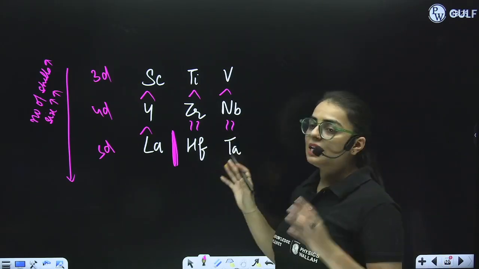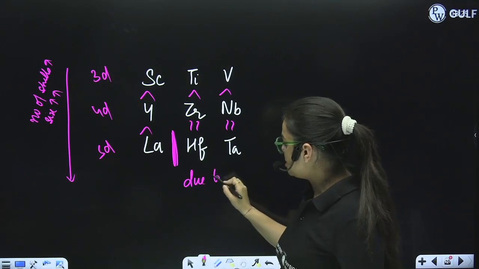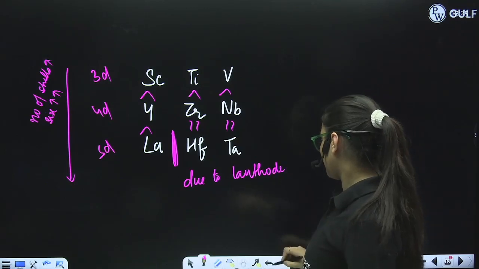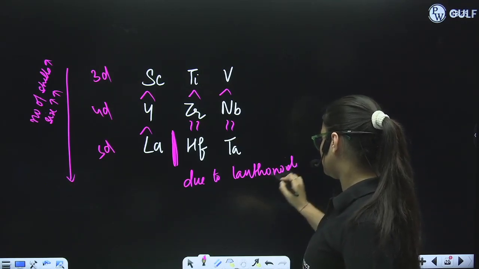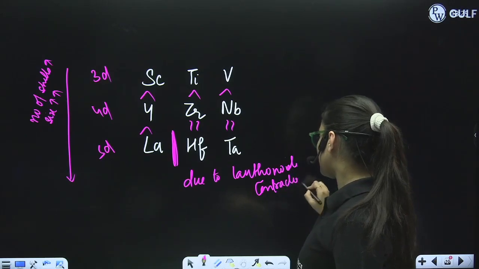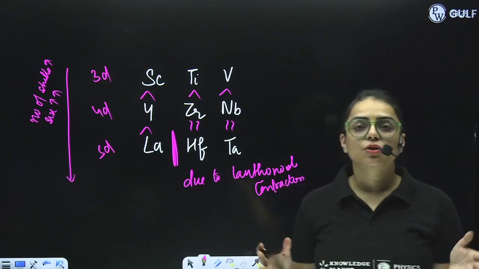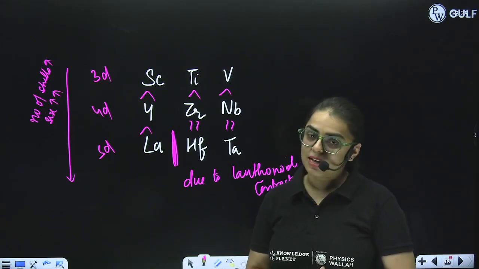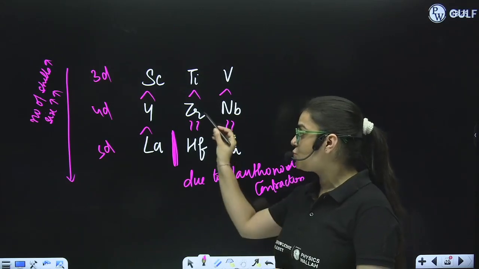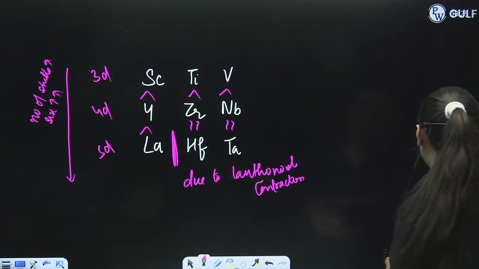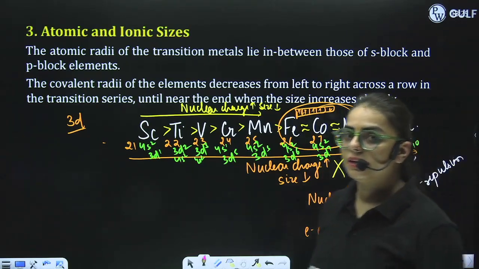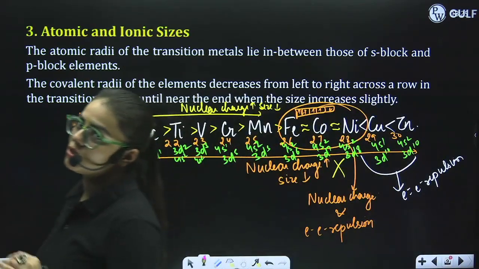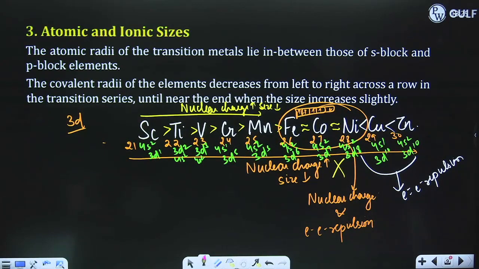Why? 4d and 5d will have the same size due to which contraction? Yes, everyone. Due to lanthanide contraction. Due to lanthanide contraction, what will happen? The inner electrons won't participate in bonding, and the size is going to be reduced. Their sizes will become almost equal due to the lanthanide contraction. Right, everyone? That was about period, and this was about group. Everybody just write it down so that I can move on to the next property.